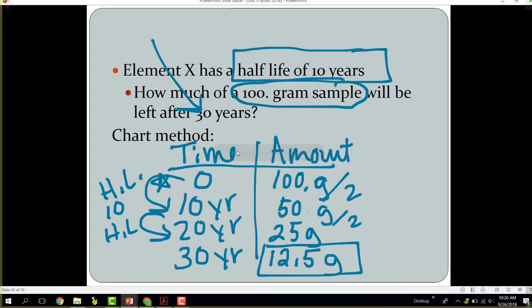All right, so this is using the chart method again. Have two columns, the time and the amount. The time, make sure you always start at 0. And then you just line it up. On the time side, you count by half-lives. On the amount side, you divide by 2 until you get the answer that they want.